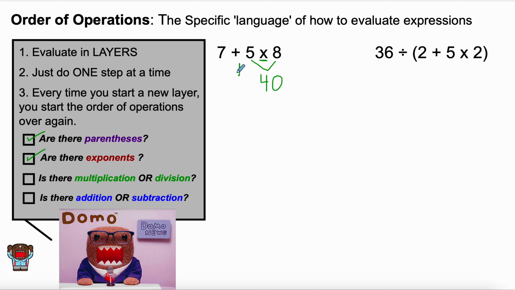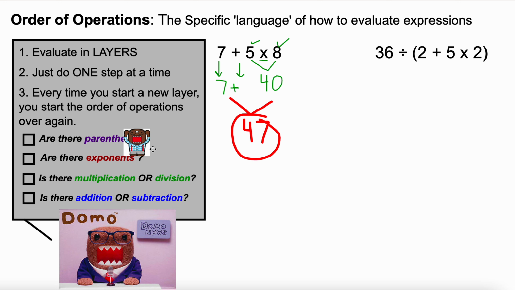And then we bring down everything exactly in the same order it was. 7 plus. We already used the 5. We already used the 8. So we're not bringing down either of those. Cool. So now we're just going to evaluate the final layer. There was multiplication. We did it. Now all that's left is addition. Cool. 7 plus 40? 47. Cool. So this first expression has a value of 47. Nice job. Awesome sauce. Oh, thanks, Domo.